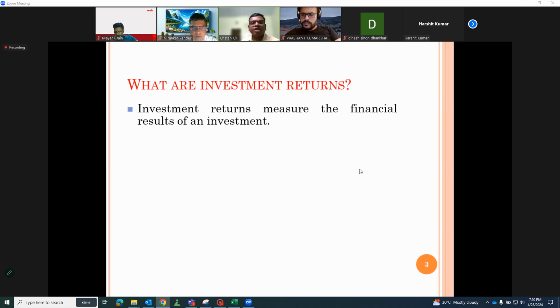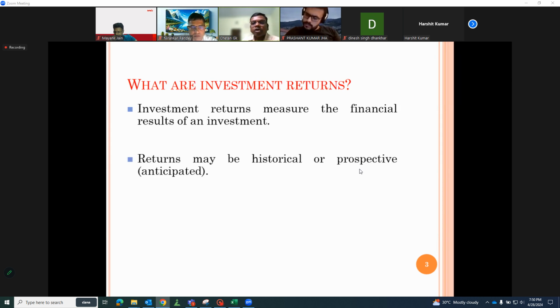Investment returns measure the financial results of an investment. It is going to tell you how much return you have generated on your investment, right? For that, we have to know how to compute the return. In case of bonds, we have just now discussed how to compute the investment return through the yield function, right? Returns may be historical or prospective, that is, anticipated return. Say I invested around 5 years ago and have made a return of, let's say, 20% CAGR, that is compounded annual growth rate. That is going to be called historical return.